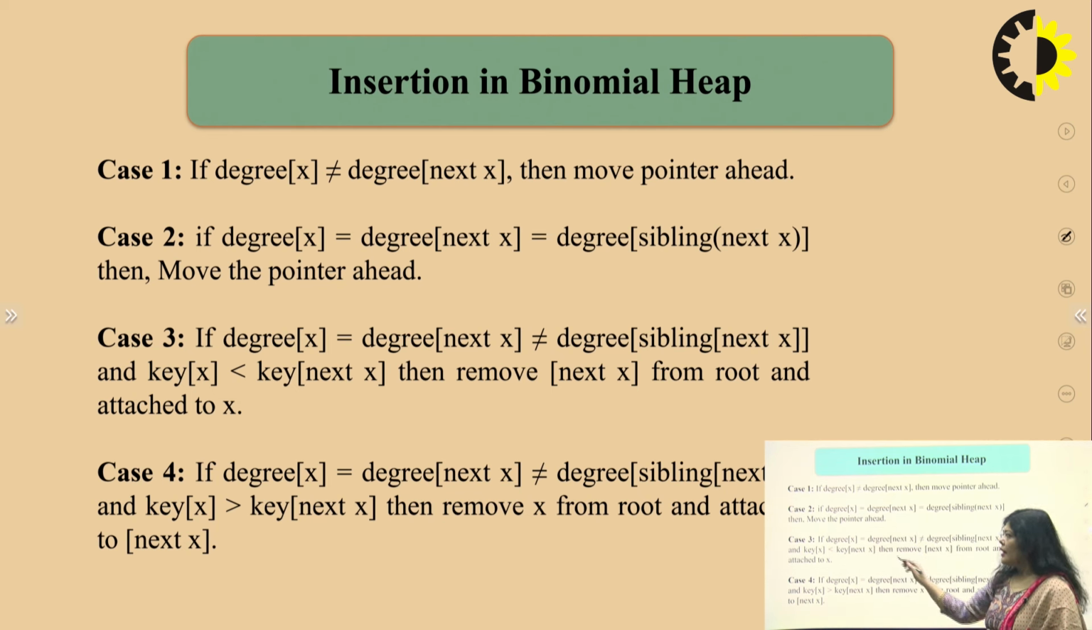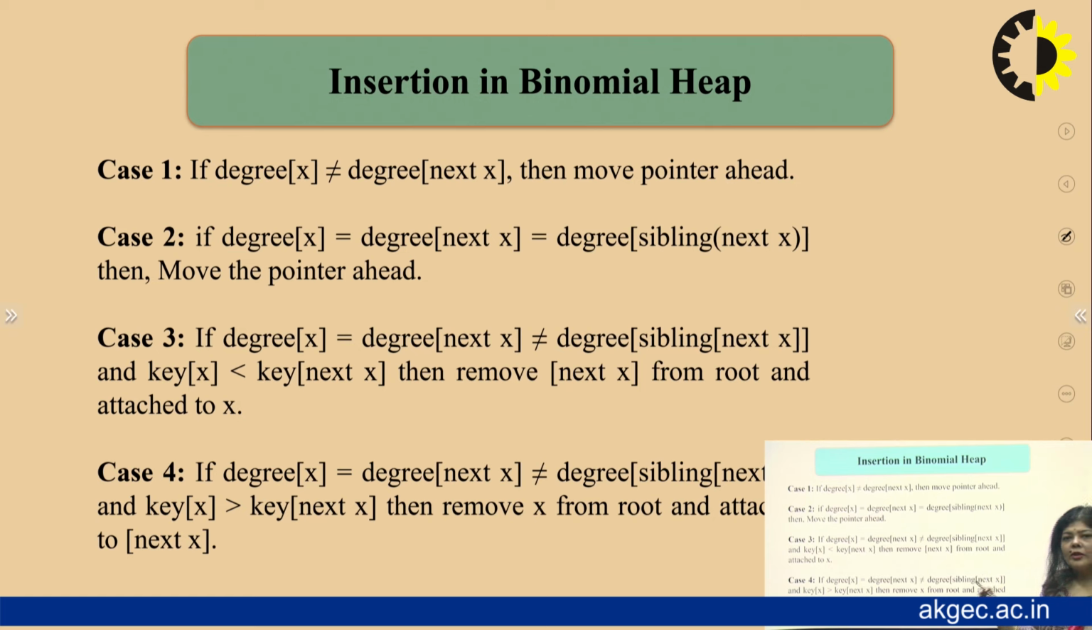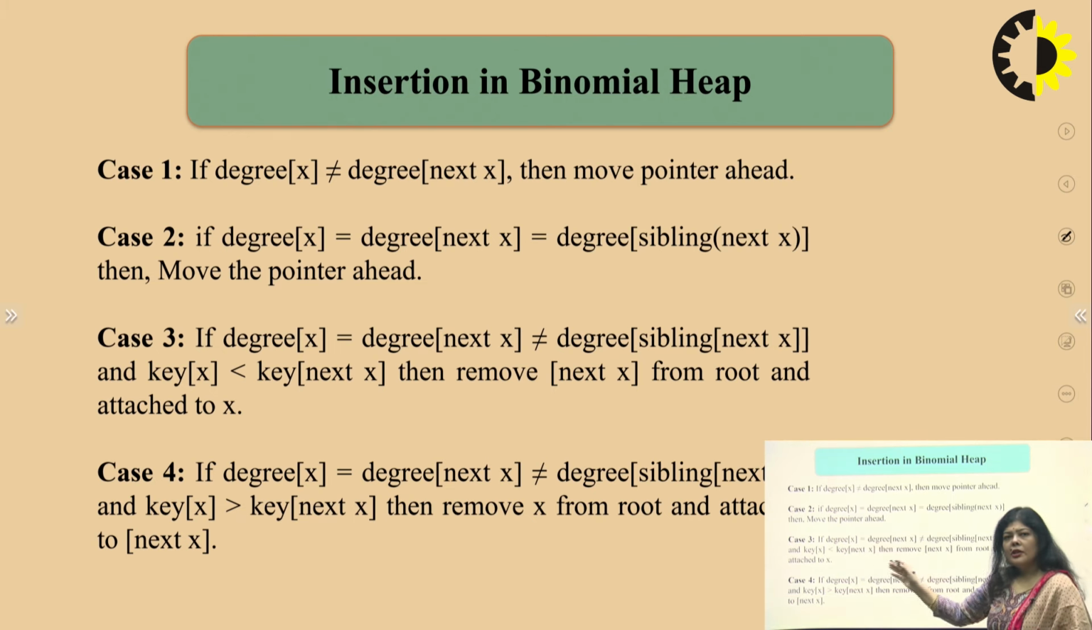Case 3 and case 4 actually check two separate conditions here. The first condition is about checking the degrees of node x, next x, and the sibling of next x. The second condition is that we also need to check the key values present in node x and next x. Whichever case applies, case 3 or case 4, we take the appropriate action. In case 3, if these two conditions are satisfied, where the key at node x is lesser than the key at the node next to x, then we keep the binomial tree with the lesser key, and we simply remove the next x binomial tree from the binomial heap and attach it as a left child to the original node x.